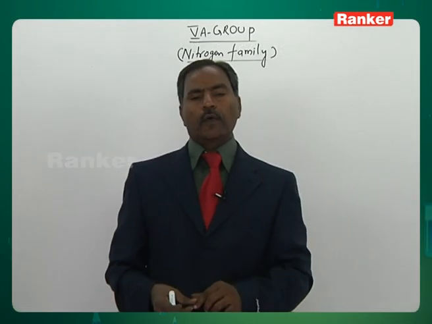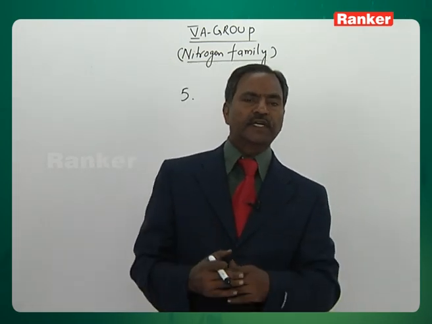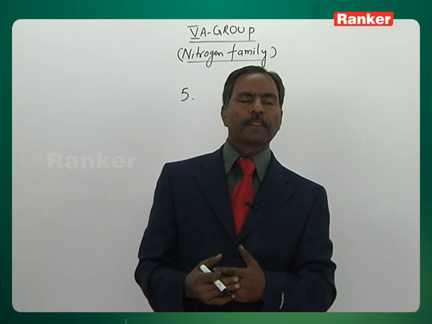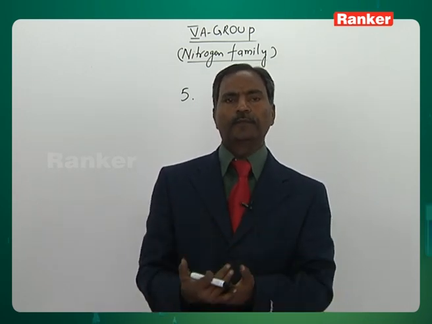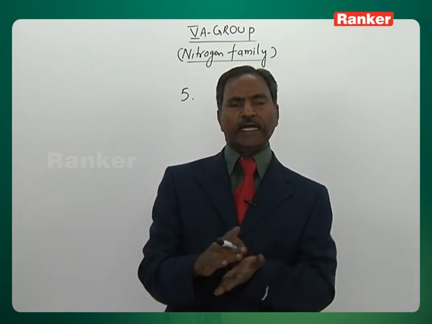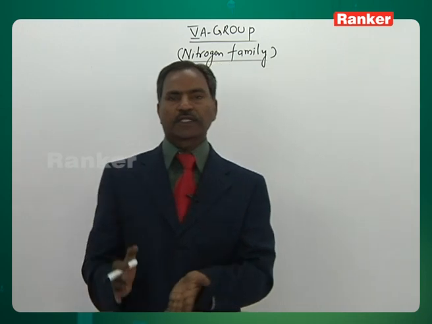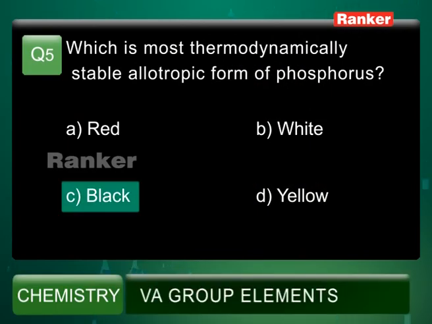Only black phosphorus possesses a layered structure. It resembles the structure of graphite. It is thermodynamically the most stable allotrope of phosphorus. It possesses a layered structure, resembles graphite structure, so it is also a conductor. So, question number 5 answer is C.